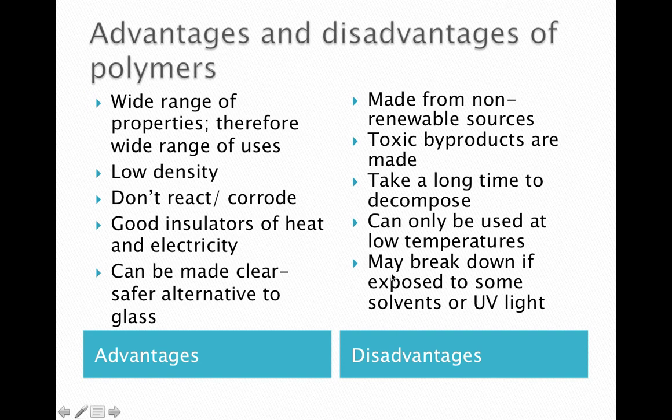Now, polymers are great in some ways. They've got so many different properties because you can make different polymers with different monomers, and therefore a huge variety of uses. They've got low density, they're not going to react, so we can use them to store food in and the like. They insulate against heat and electricity. And you can make them clear, which means that you don't have to put glass in, which is of course highly breakable.